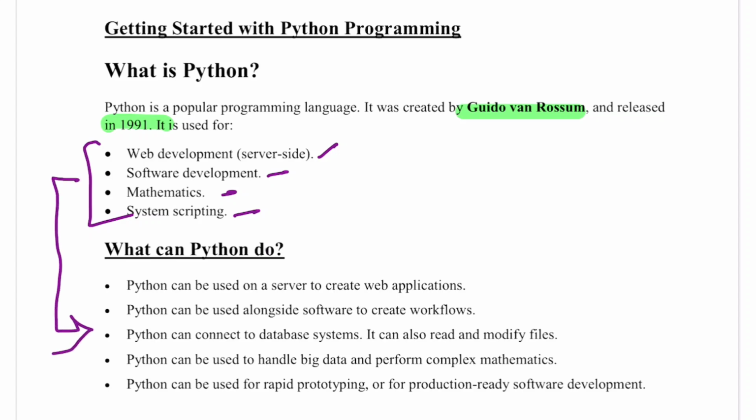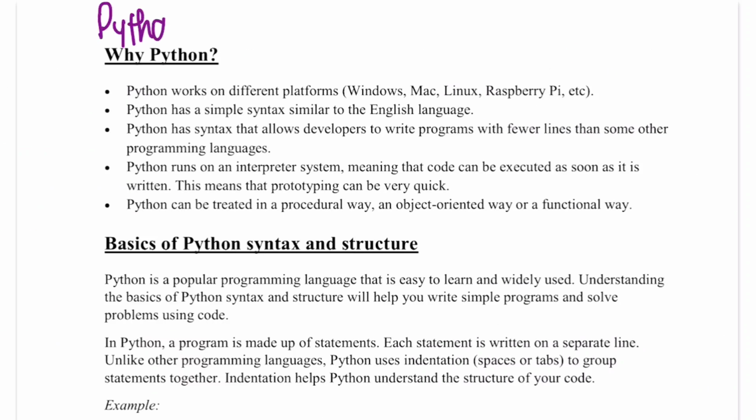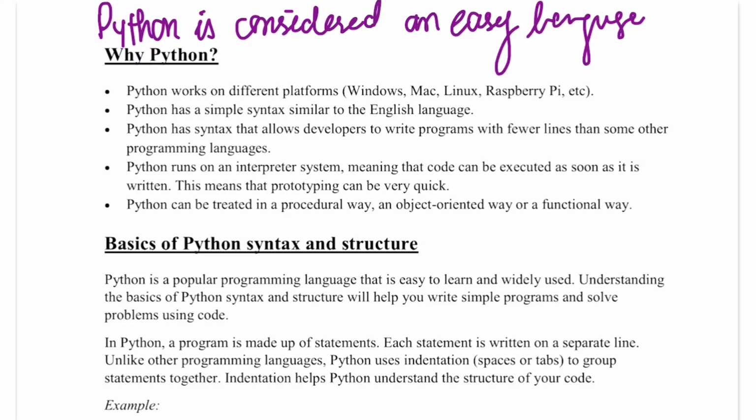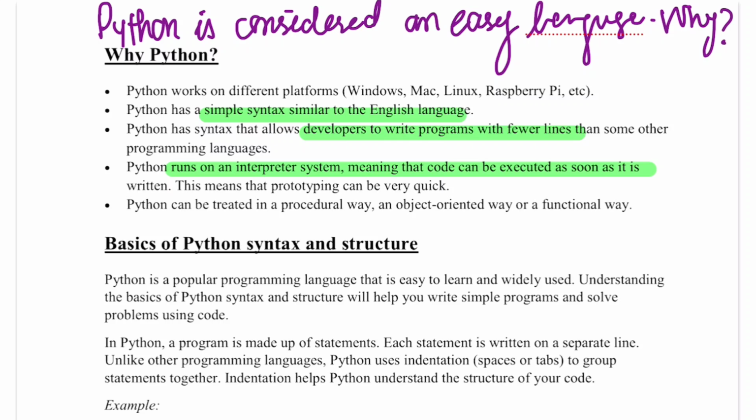Okay, why Python? Now there's another question that can be a part. So for this, you can have the answer from here. Because it has a simple syntax similar to English language. It allows developers to write programs with fewer lines. It runs on an interpreter system, meaning the code can be executed as soon as it is written. It is written in a procedural way, and there was one more thing that it uses. Let's keep it till here. Okay, so let me explain these.